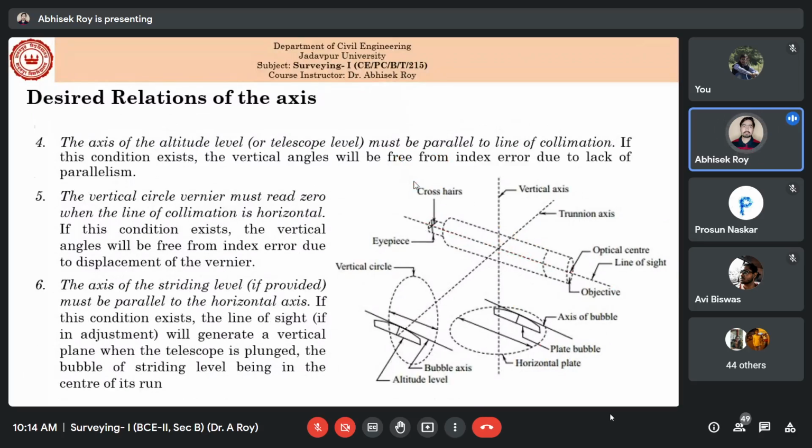Now the axis of the altitude level, or simply the telescope level, must be parallel to the line of collimation. Your altitude level is this one, and the axis of the altitude level is this one. So this must be parallel to this line of sight, as you can see. Another one: the vertical circle vernier must be 0 when the line of collimation is horizontal. That means when it is horizontal, the vertical circle should give you 0.